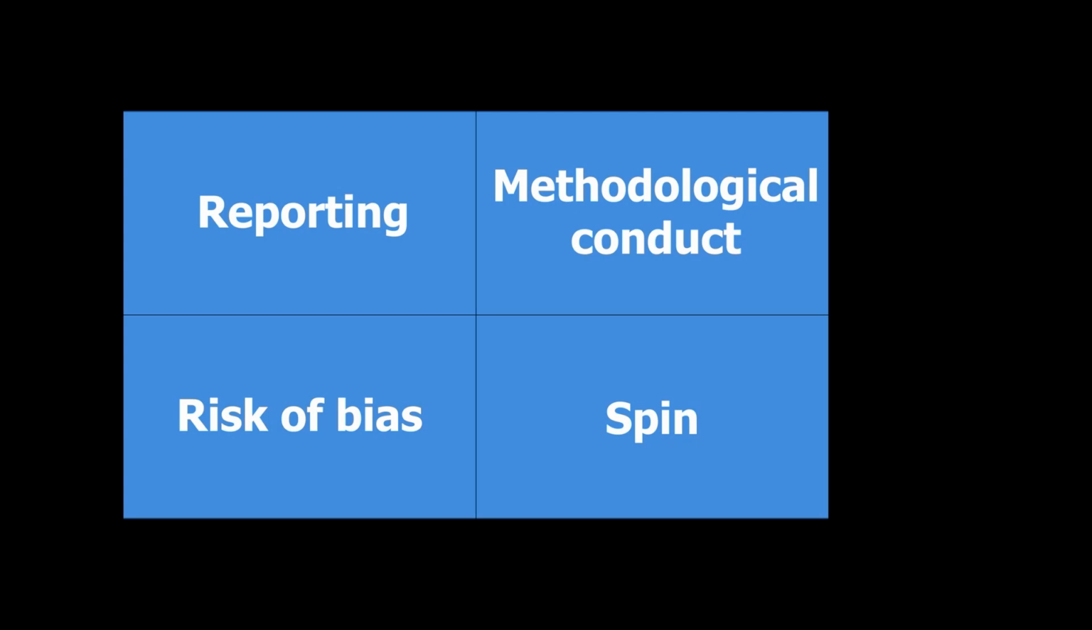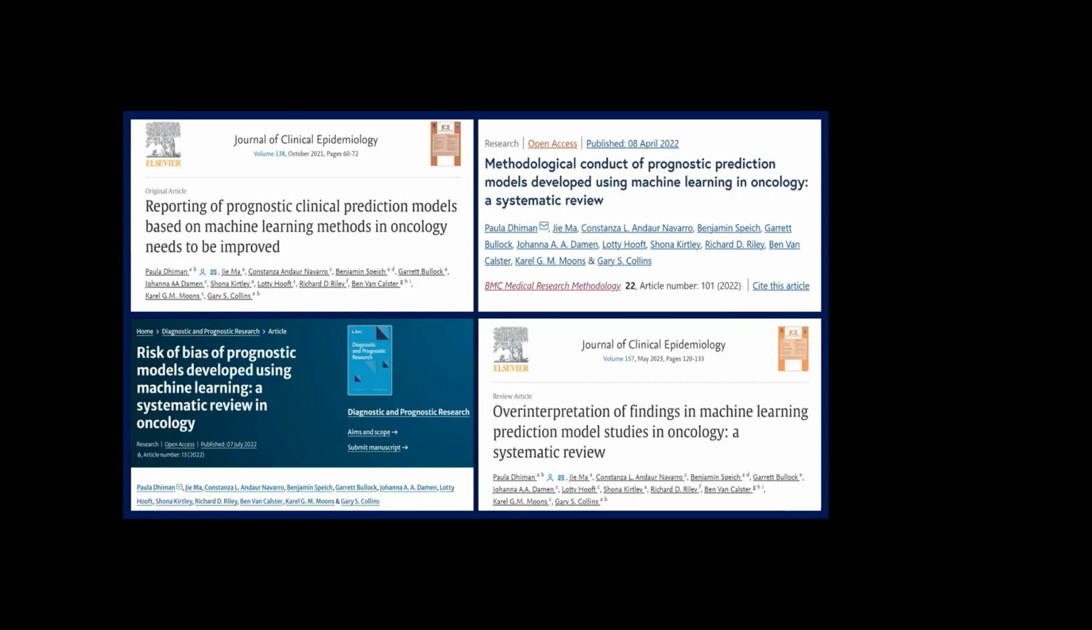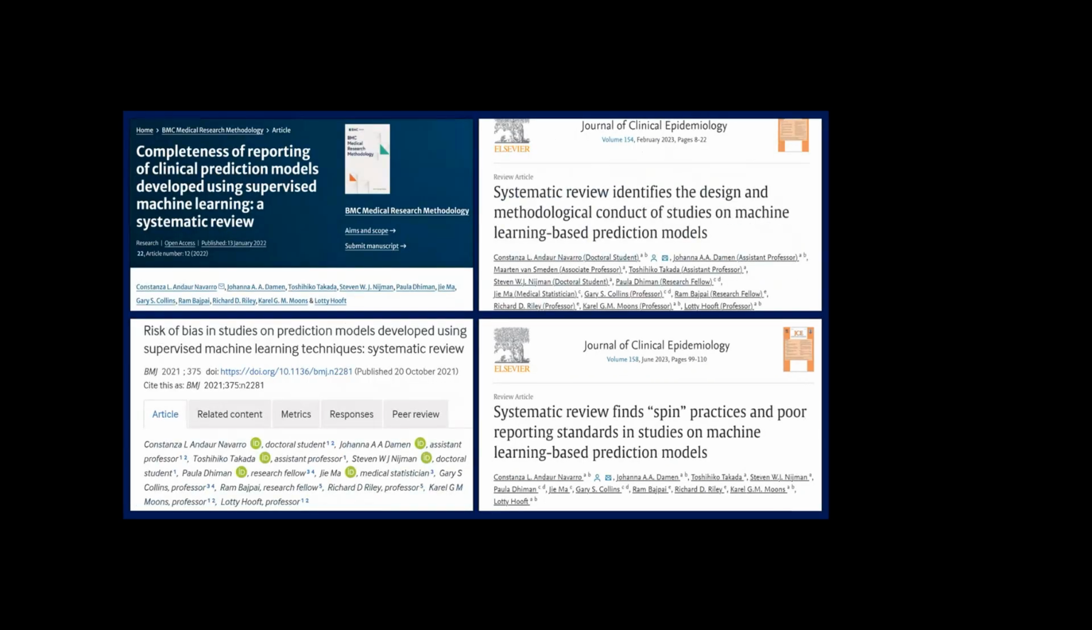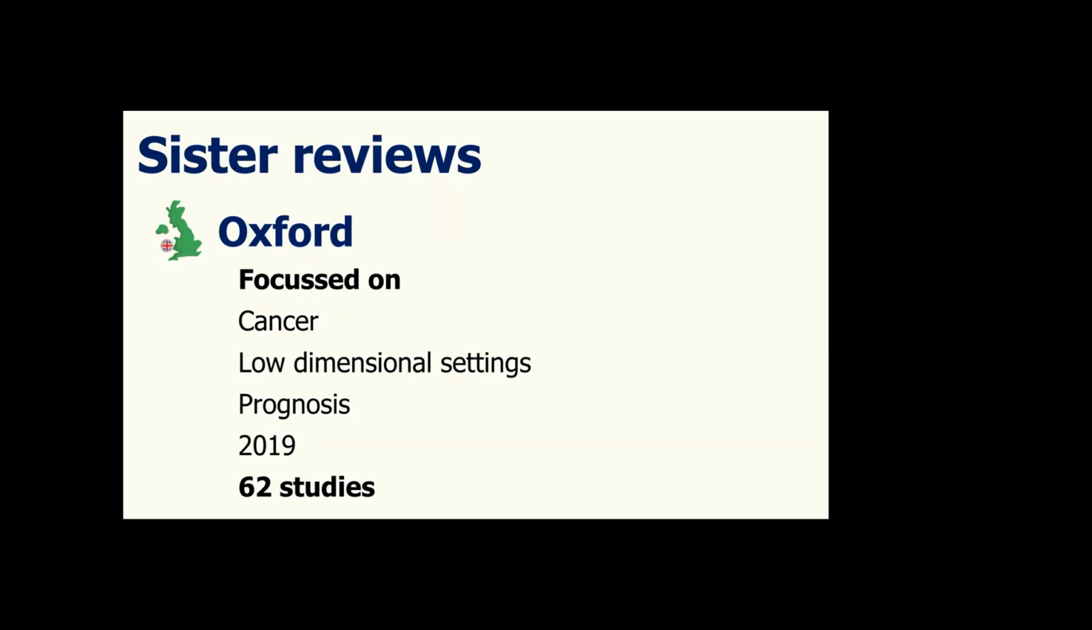Quite nicely, this led to 4 papers coming out of the Oxford review, which are all available for you to go away and read. And there were another 4 coming out of the Utrecht review as well, where each of these papers looked at each of those components that we were interested in evaluating. Just a few key differences between the 2 reviews, though.